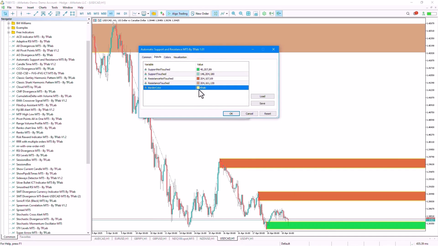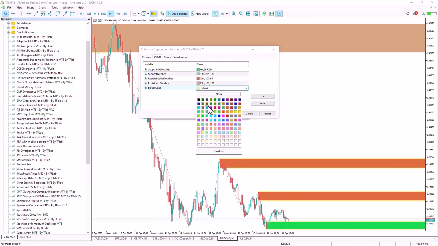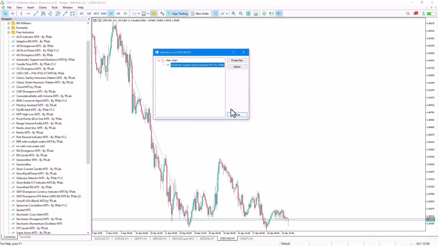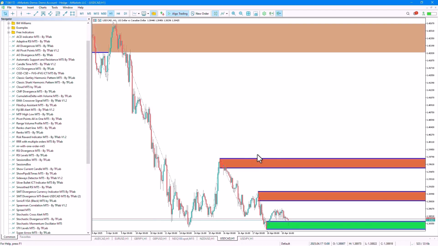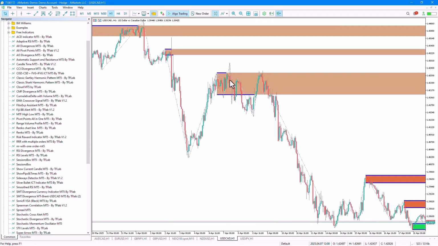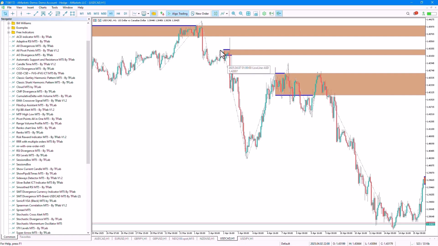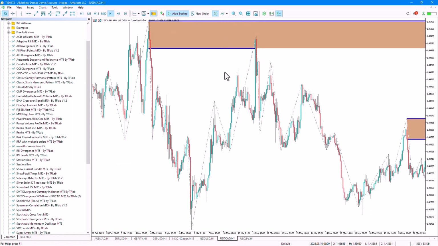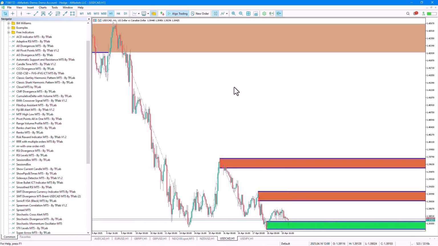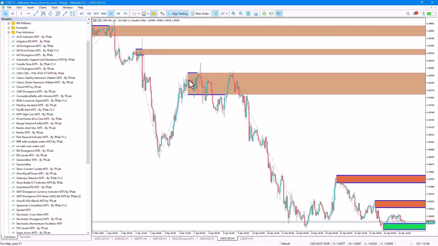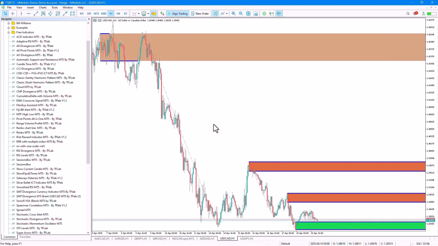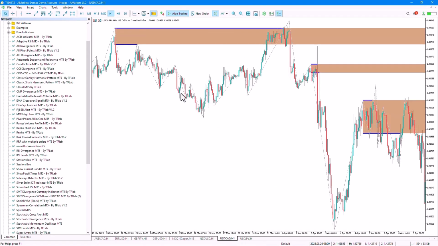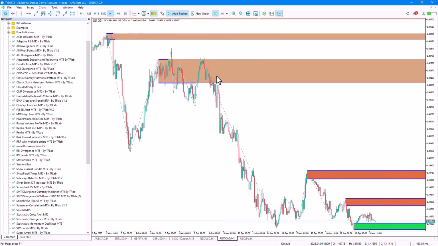Here I choose the border color to be blue, and then confirm it. Here we see that if the price reaches the border lines, it cuts through them and displays the price movement areas. Additionally, using the zigzag lines, traders can identify the price trend and conduct more specialized analyses on the chart.